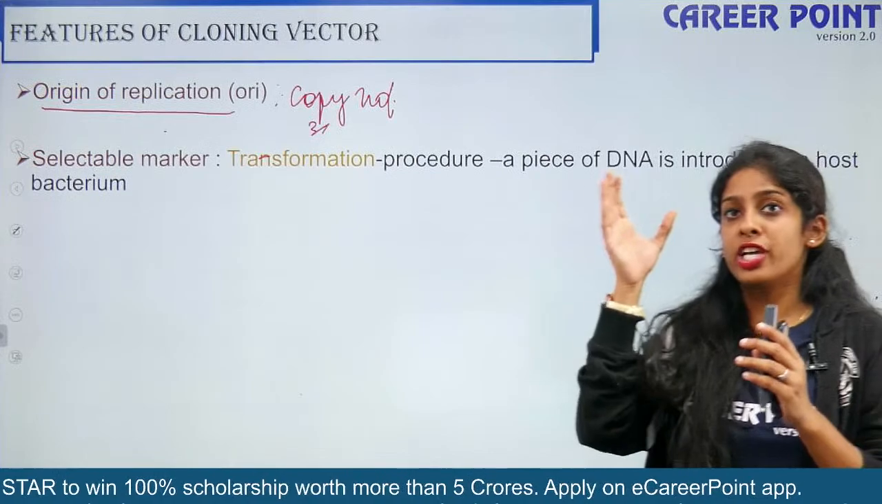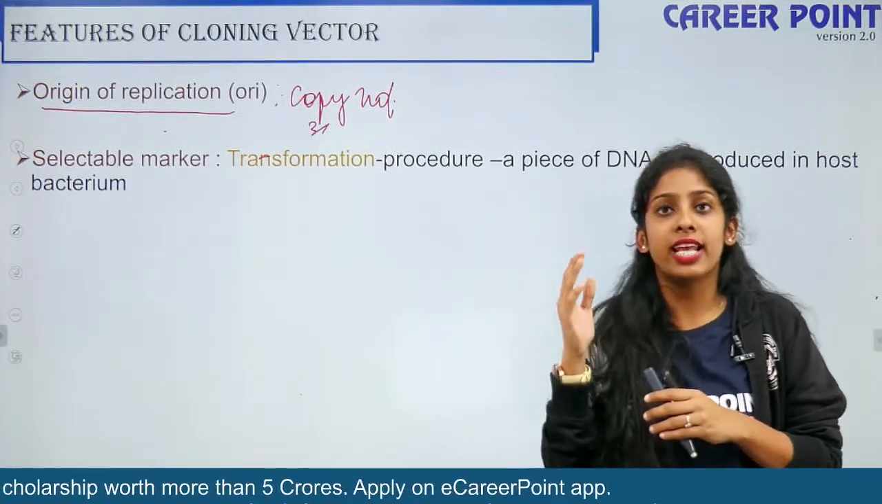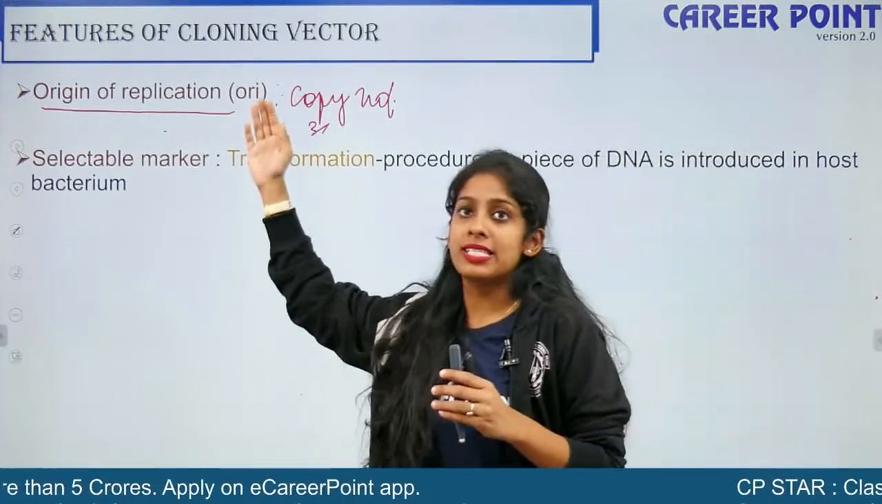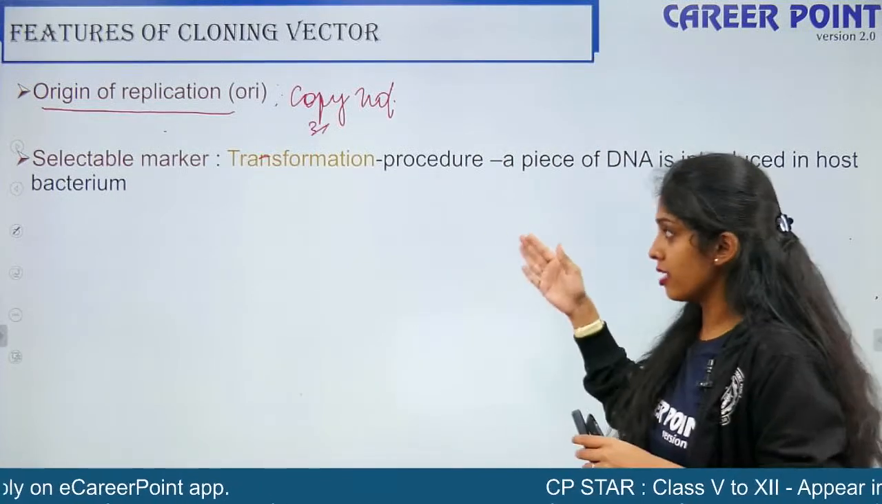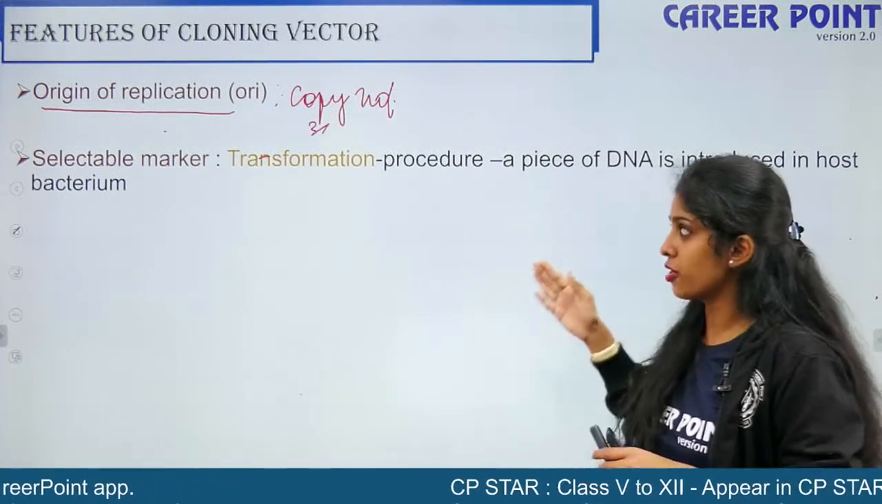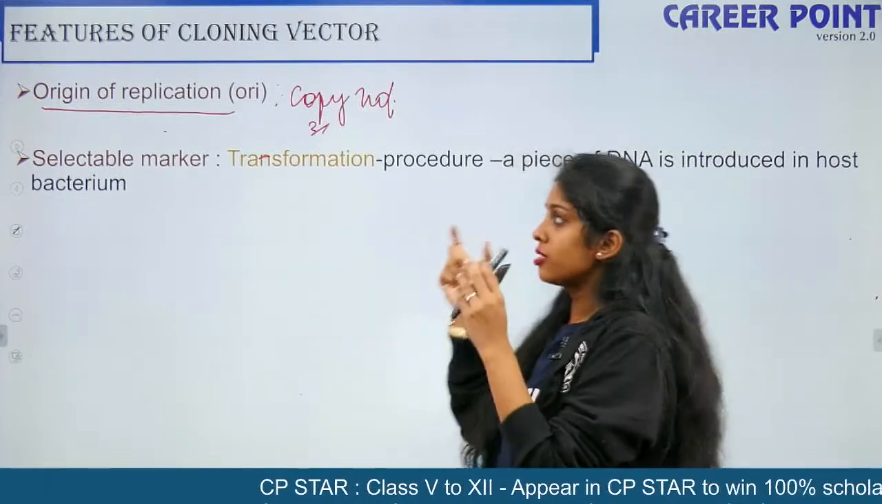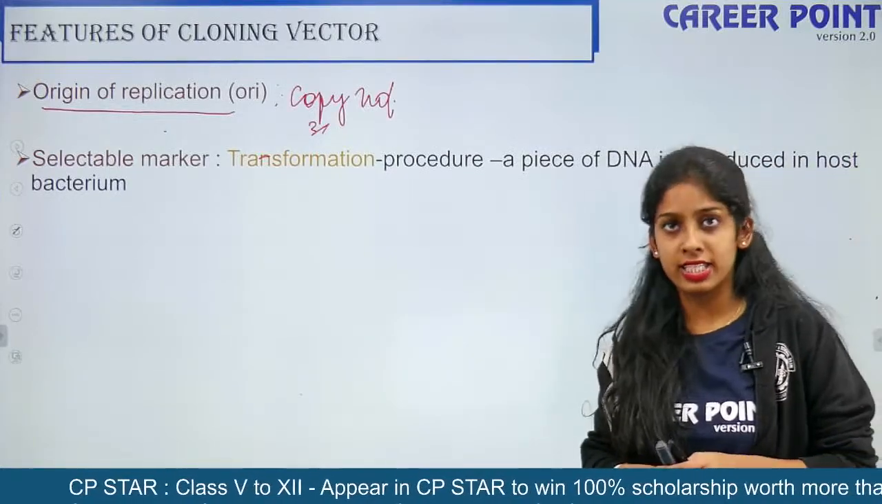Alright. To ensure that your recombinant DNA has integrated with your plasmid, we do what is called a selection process. But how do you select? For that you need what is called a selectable marker. We are talking about the selection process. To select in the later step, we need some genes, and those also have to be present in your plasmid. Those are called selectable markers.